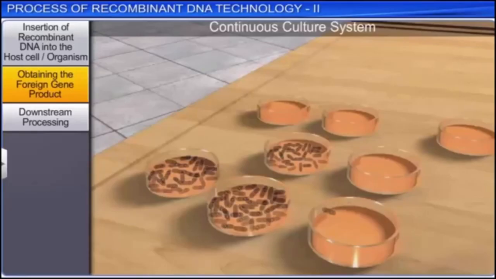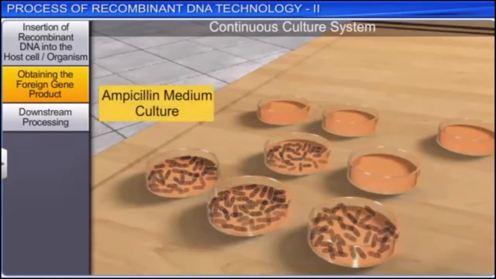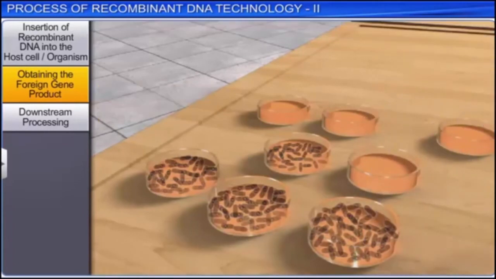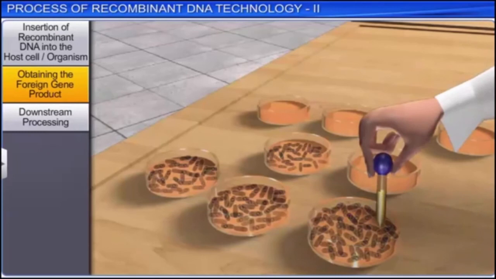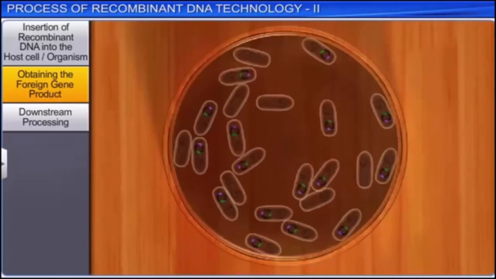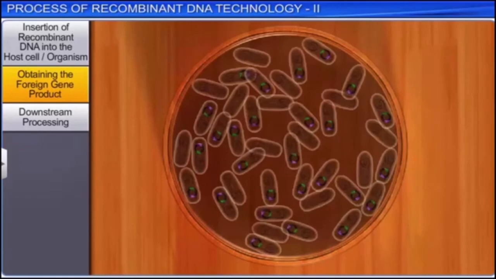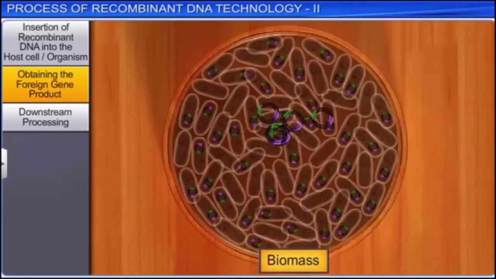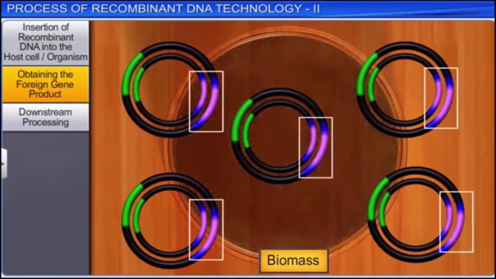These cells can also be multiplied in a continuous culture system in which the used medium such as ampicillin is drained from one side, while a fresh medium is added from the other, so that the cells can be allowed to remain in their most exponential phase. Therefore, a continuous culturing system produces a large number of cells with recombinant DNA or biomass, which results in higher yields of the desired protein.